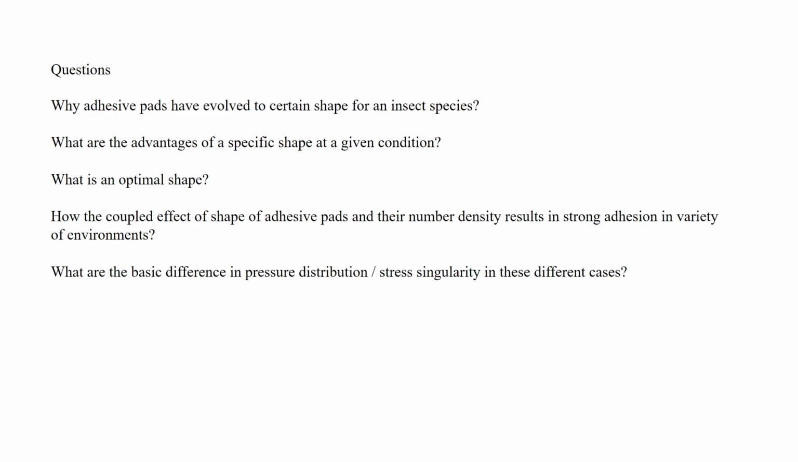With this background, the questions that people will be interested in asking are: why do adhesive pads have to evolve into a certain shape for an insect species; what are the advantages of a specific shape under given conditions; what is an optimal shape; and how does the coupled effect of the shape of adhesive pads and their number density result in strong adhesion in a variety of environments. What are the basic differences in pressure distribution or stress singularity in these different cases? These are the questions an adhesion scientist will be interested in, and we have developed the formalism for that.